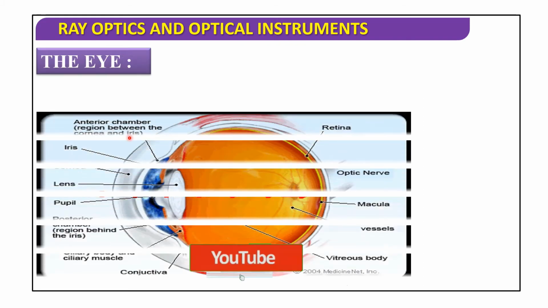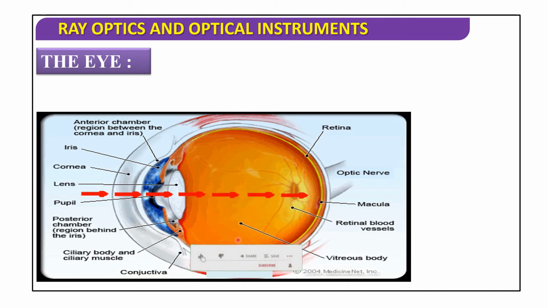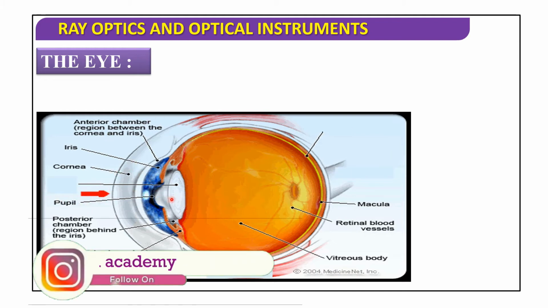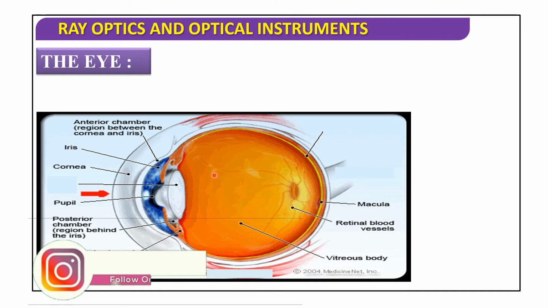Next, the eye. This is the pictorial representation of the eye: iris, cornea, lens, pupil, ciliary body and ciliary muscles, conjunctiva, vitreous body, retinal blood vessels, macula, optic nerve and here the retina. First cornea and next iris. Here we are using the lens, that is a convex lens. Now we will discuss the above eye.